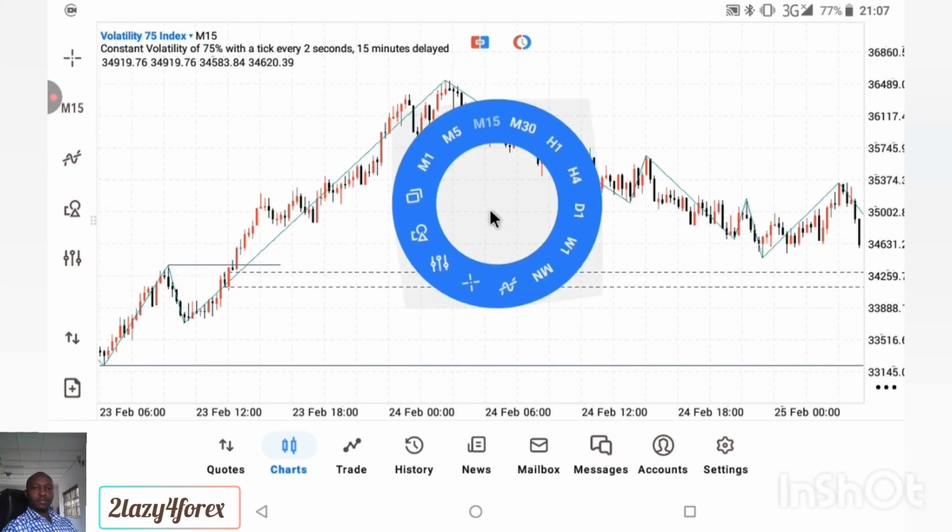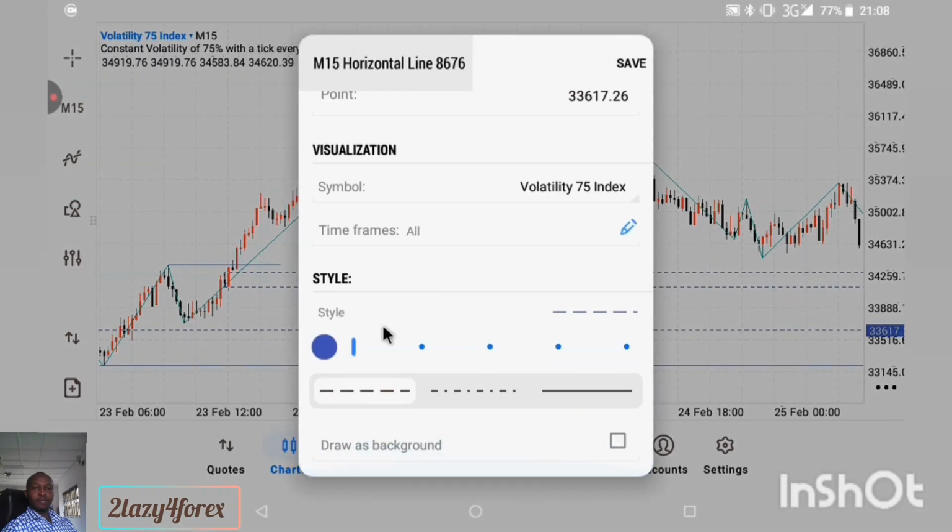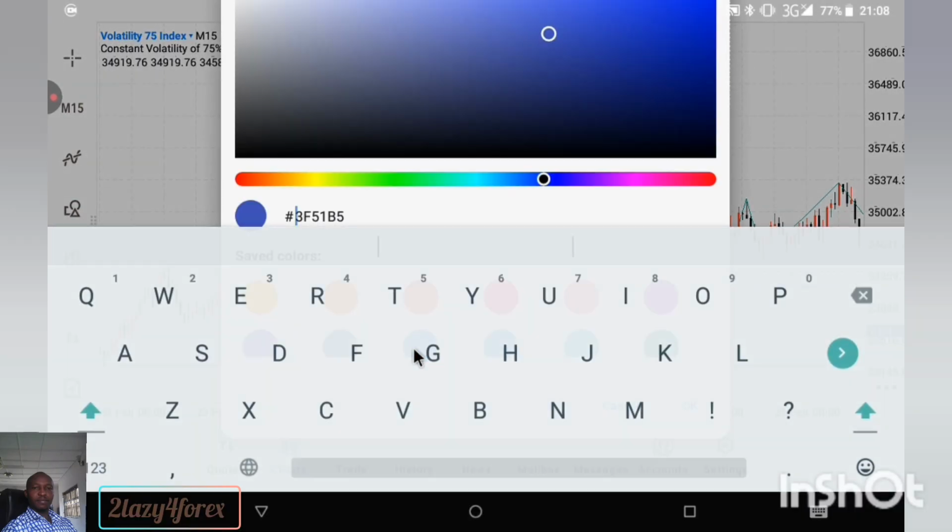So imagine you put your stop like 2-3 pips below this low. Let's change the color so we don't get confused. Let's use a red since we're talking about a stop loss.